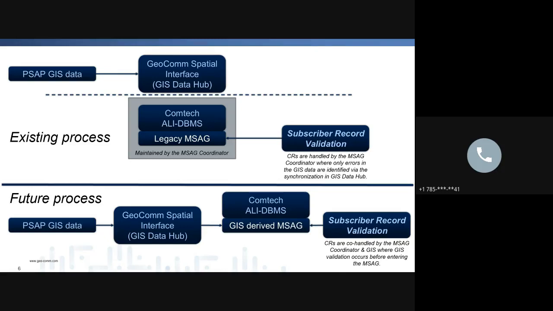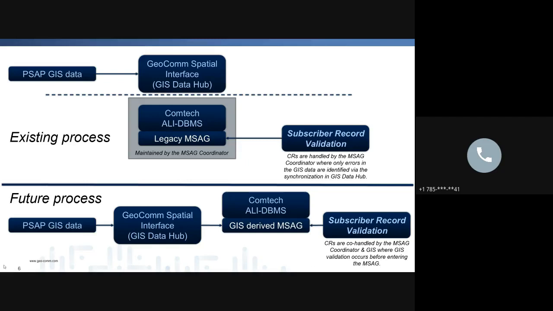So when the subscriber validation records are validated, then the CRs need to be co-handled by the MSAG coordinator and GIS. So really that means validation of all of those subscriber records are completed before it ever enters the MSAG, and those databases are no longer divergent, they are one and the same.